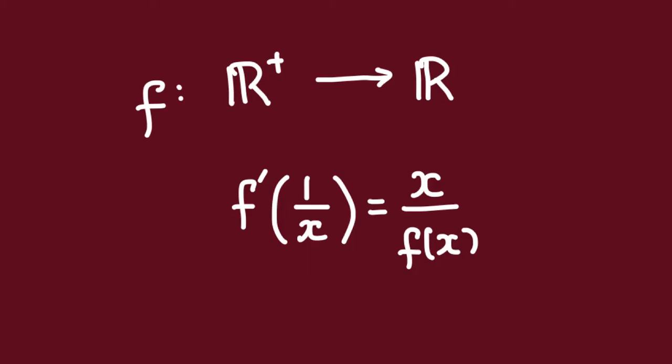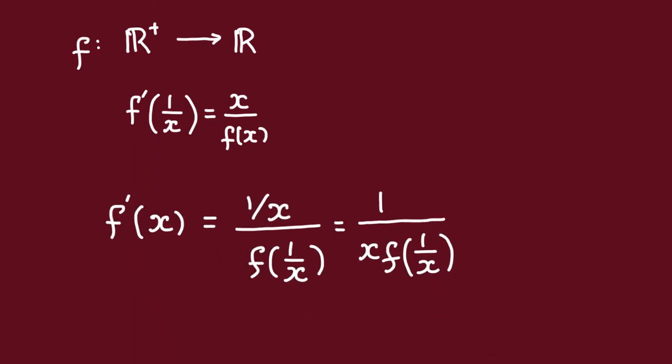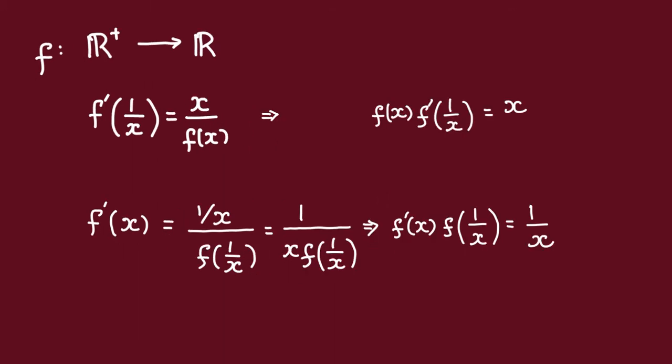Okay, so your question is how to find a differentiable function f such that f prime of 1 over x is equal to x over f(x), right? Well, I think the first thing we should do is to explore the symmetry of the situation and thus plug in 1 over x for x. So cross-multiplying will reveal the symmetry better.